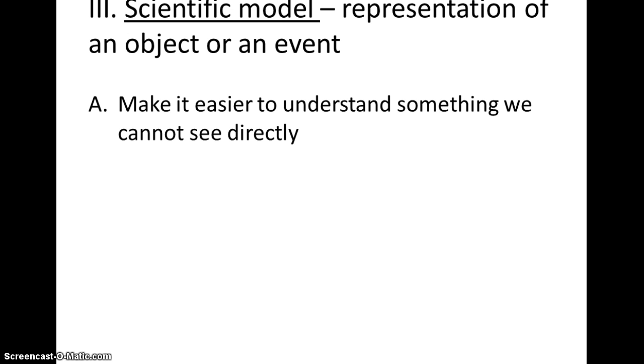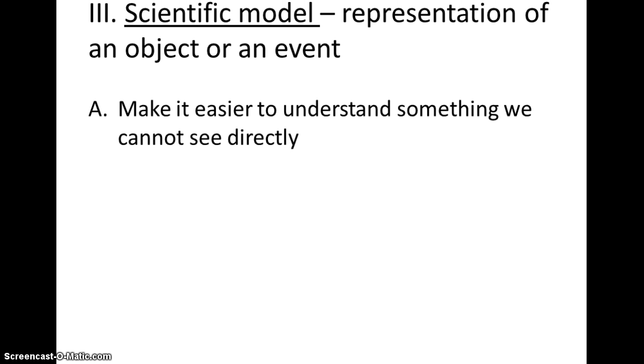Lastly, we need to talk about scientific models. A scientific model is a representation of an object or an event. Scientific models make it easier for us to understand something we cannot see directly. You might have a scientific model of the universe, so you can see the planets, because that's too big for us to see with our naked eye. Or you might have a scientific model of an atom or a cell, something that's too small for us to see.